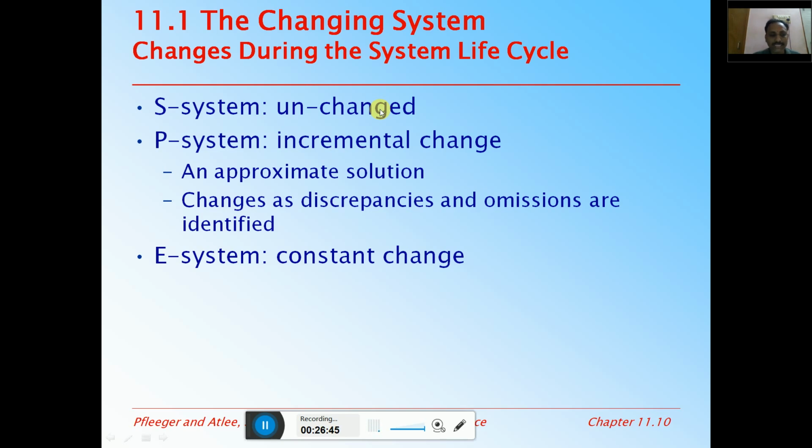E type systems have constant change. They are completely affected by continuous changes in the system. There is no time set aside for changing the system. It is completely interacting with the environment, and the business nature will change. According to that, we need to change our system. The system is continuously impacted by change.